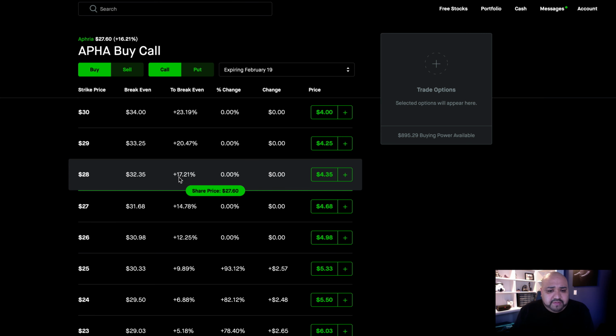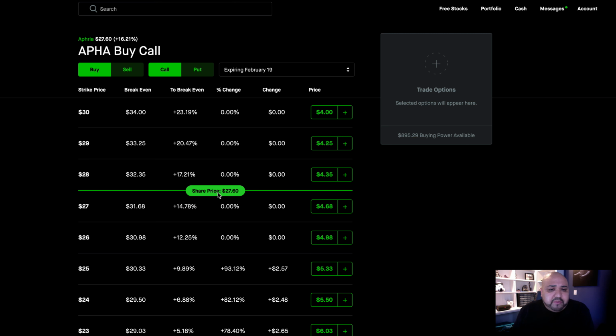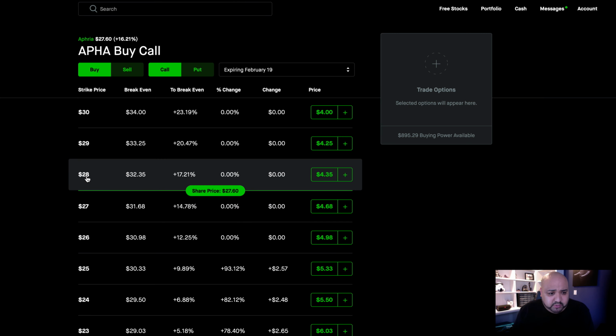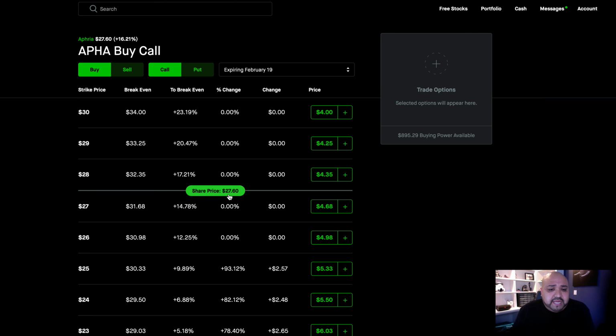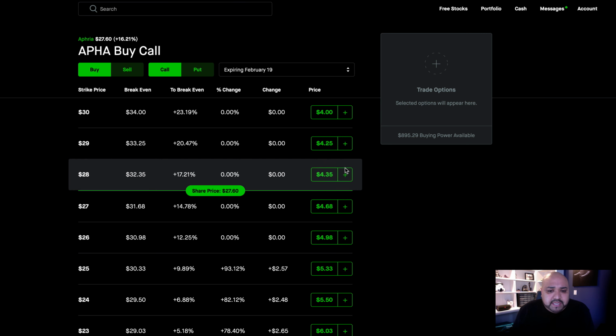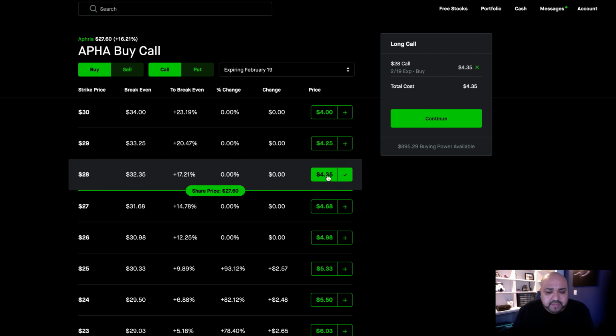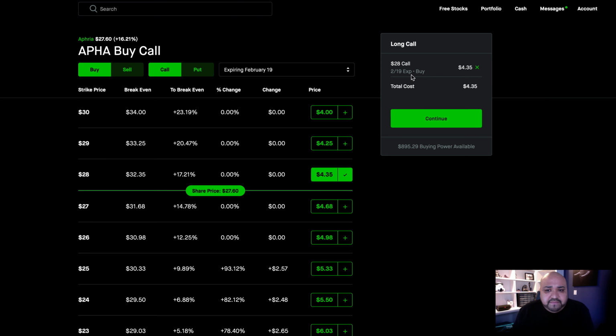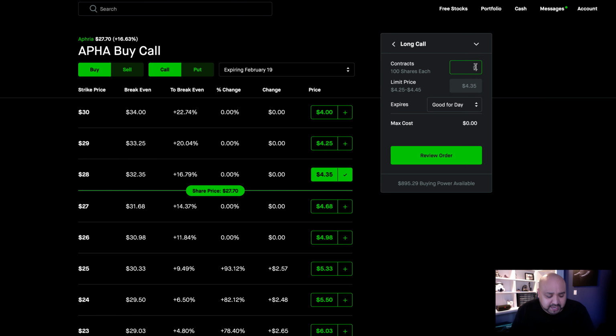Okay, so let's say I wanted to buy this one. I think that by February 19, the stock is going to go to $28, which is very likely, because we're only 40 cents away from 28. If I was to buy this, see how if I click the 4.35, it's going to cost $4.35 per share, and remember, it's per hundred. So if I was to buy one contract, I would pay $435.